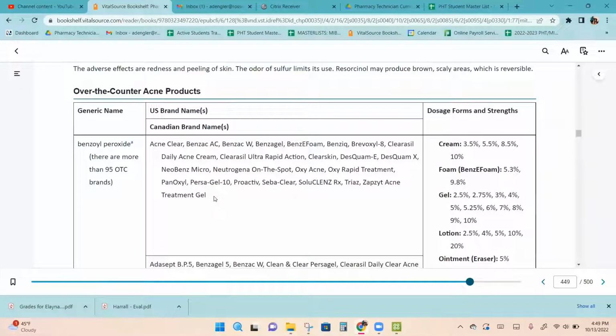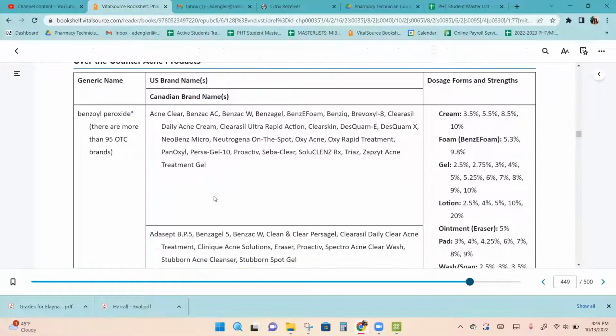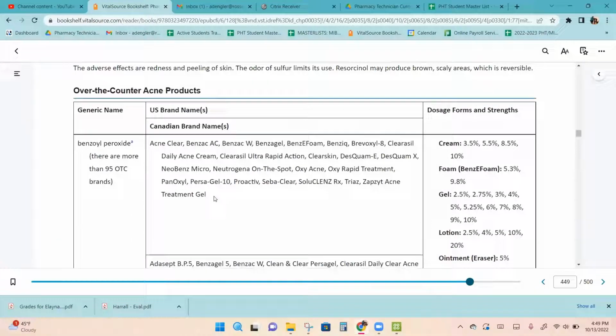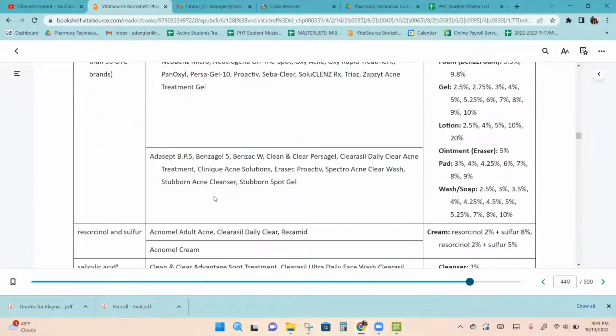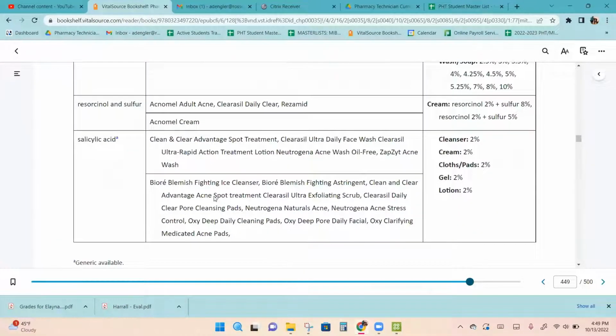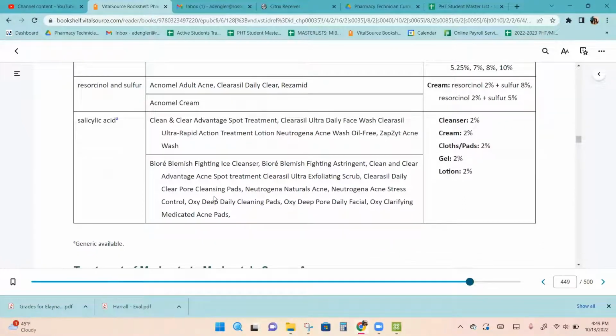Acne Clear, Benzac AC, Brevoxyl, Clearasil, Desquam, Neutrogena, Oxy Acne, PanOxyl, Sublace Clear. So there's quite a few. And you will sometimes fill benzoyl peroxide if the insurance company covers it, or if the patient wants to use their FSA card to purchase it.